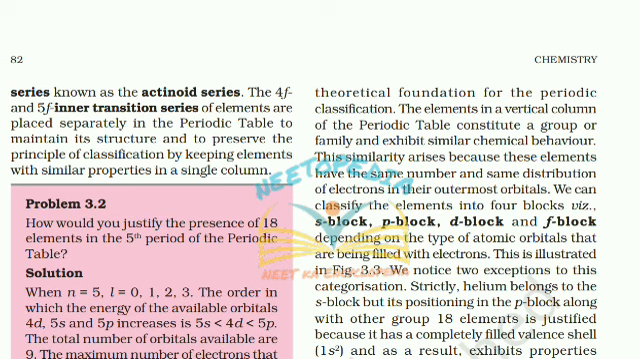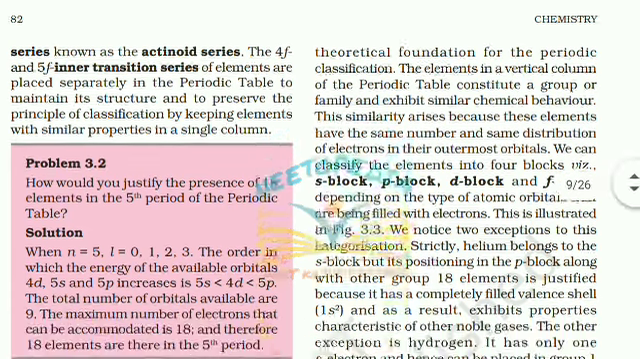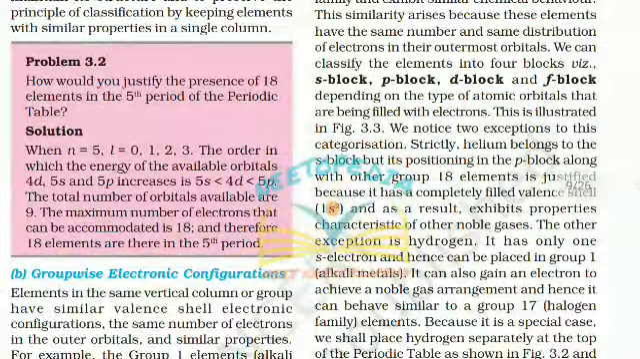This is illustrated in figure 3.3. We notice 2 exceptions to this categorization. Strictly, helium belongs to the s block, but its positioning in the p block along with the other 18 elements is justified because it has a completely filled valence shell and as a result exhibits properties characteristic of other noble gases.